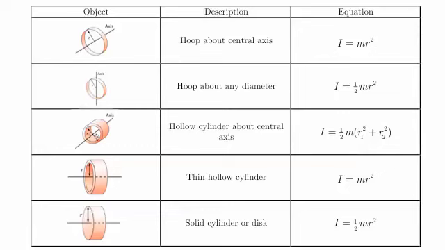If we give that hoop a little bit of thickness, so now it's a hollow cylinder spinning about its axis, I is equal to 1/2 m (r1 squared plus r2 squared). A very, very thin hollow cylinder is just exactly the same as the hoop. A solid cylinder or a disc, something that's really quite thick and spins, is 1/2 mr squared. So you can see that there are many different orientations.